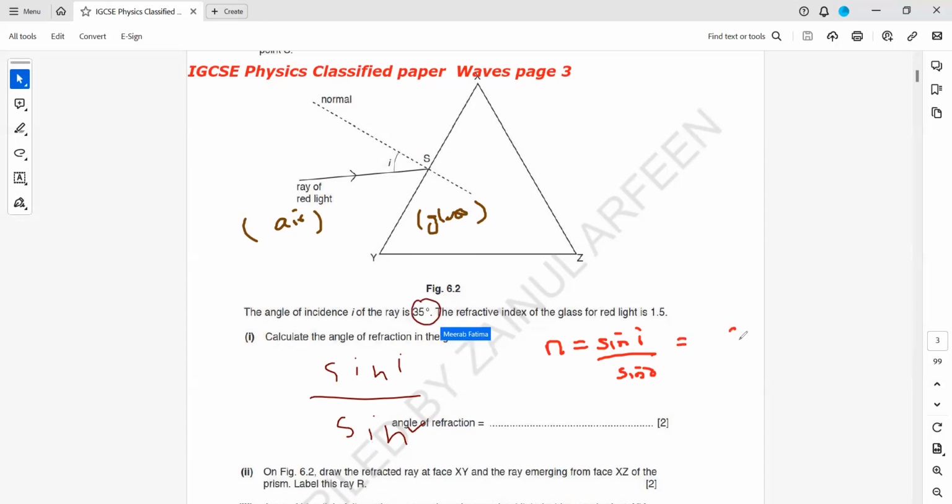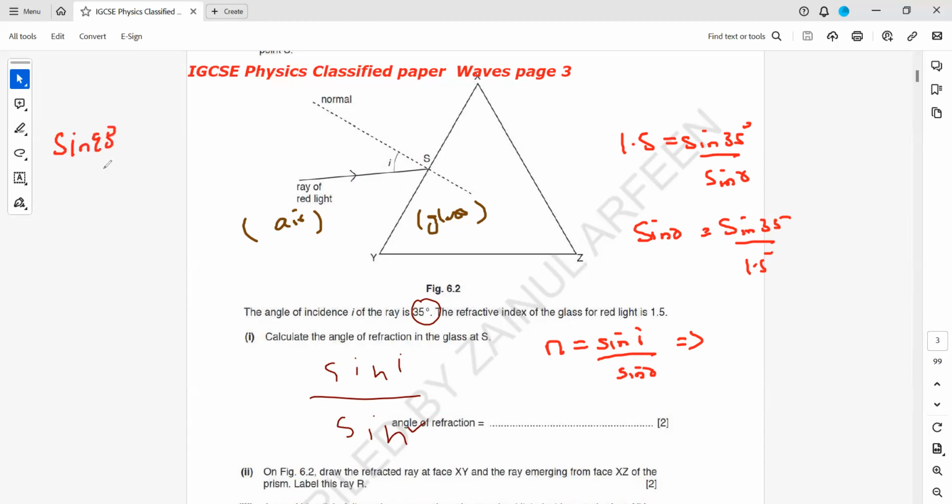So the angle of incidence is 35 and the refractive index is 1.5. We want to solve. Here I'll solve. So we have 1.5 equals sine 35 divided by sine r. We cross multiply, so sine r equals sine 35 divided by 1.5. Keep one thing in mind, the angle should always be in degrees when you are using this. How do you check that your calculator mode is in degrees? Sine 90 is always 1. If you put sine 90 and get 1 as the answer, it means your mode is in degrees.